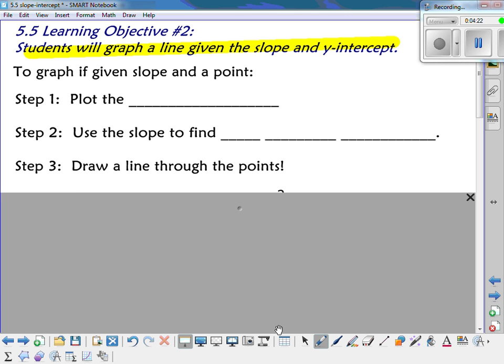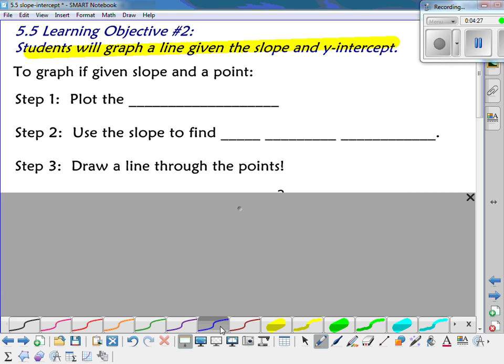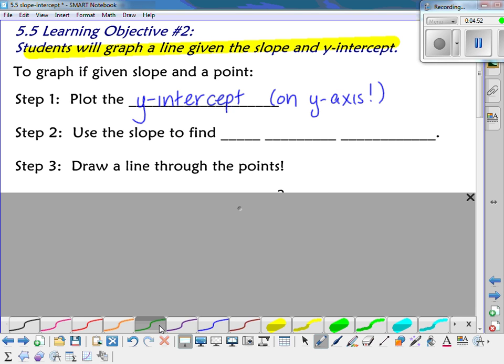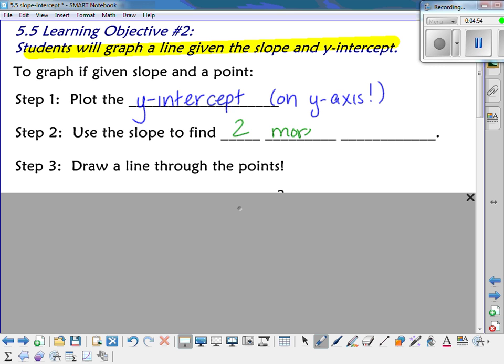All right, so there's basically just 3 steps you have to follow to do it. First, you plot the y-intercept. And everybody, where did we say that was? The y-axis. Everybody? The y-axis. Thank you. Okay, so do not start on the x-axis. Start on the y-axis. All right, then you use the slope to plot 2 more points. And then you just draw a line through the points.